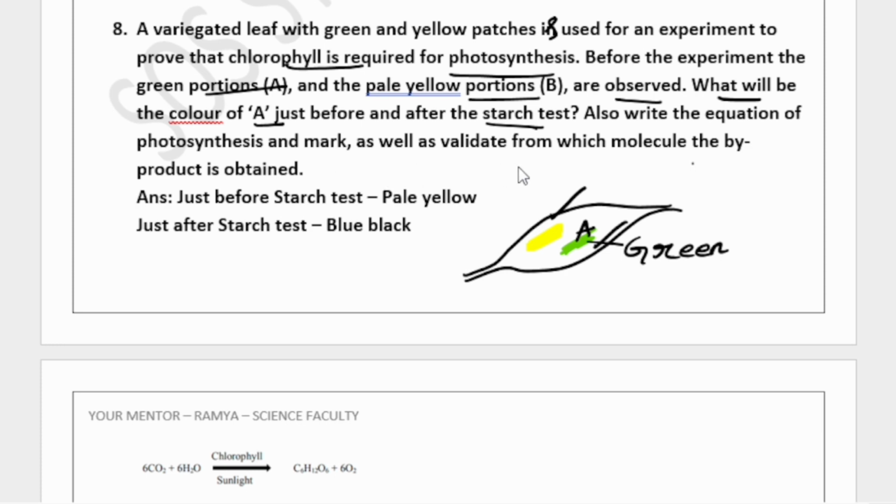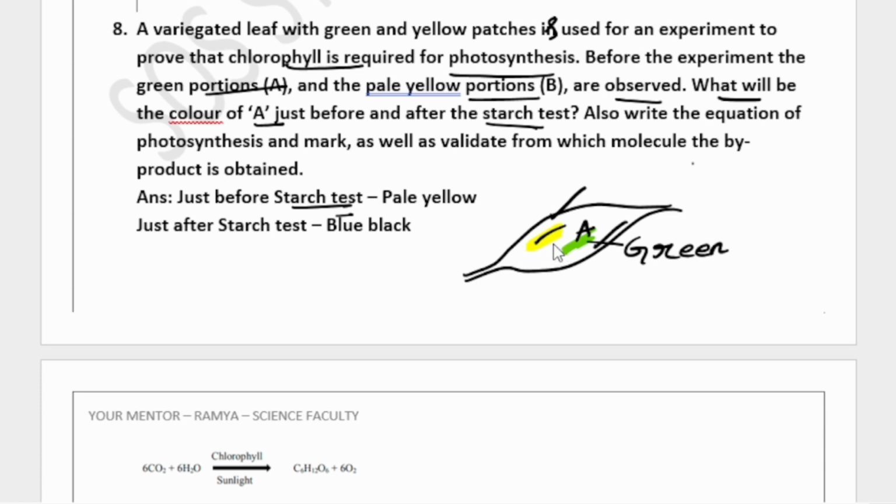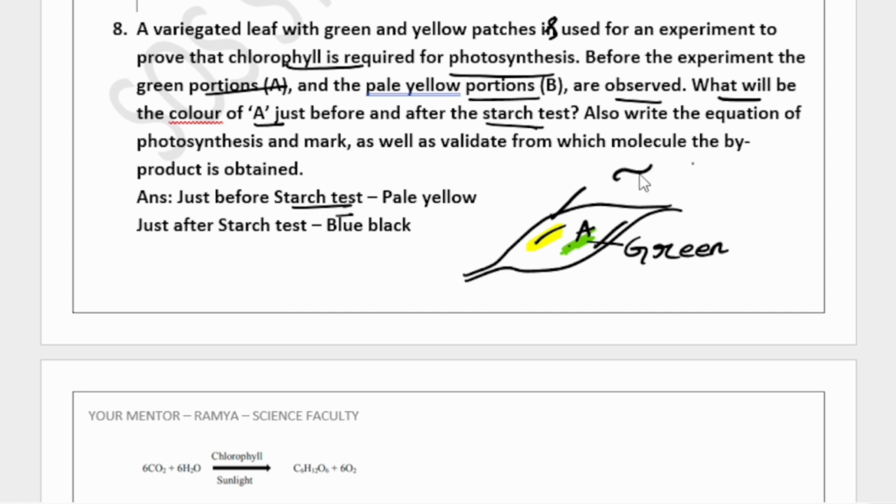That means during photosynthesis, how the products are being obtained, we are going to write. See children, just before the starch test, this will be pale yellow in color only, because this is a combination of both yellow and green. But once we do the iodine test, when I drop the iodine on this variegated leaf, what happened? Wherever there is starch present, where is starch present? Wherever there is green area, starch is present in that area. So wherever there is starch present, that area will turn blue black.